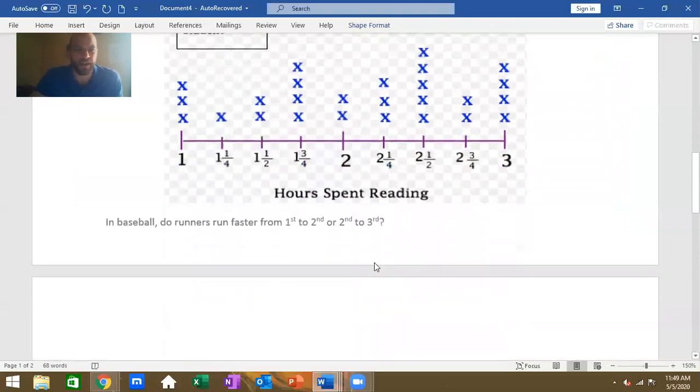And what does this say? Oh, it's asking me a question. In baseball, do runners run faster from first to second or second to third? Well, that answer is easy for all my baseball players out there. It takes you longer to run from second to third, right? I don't even have to explain that one. Everyone knows that. Why? Simple. Because you have to run through a short stop.